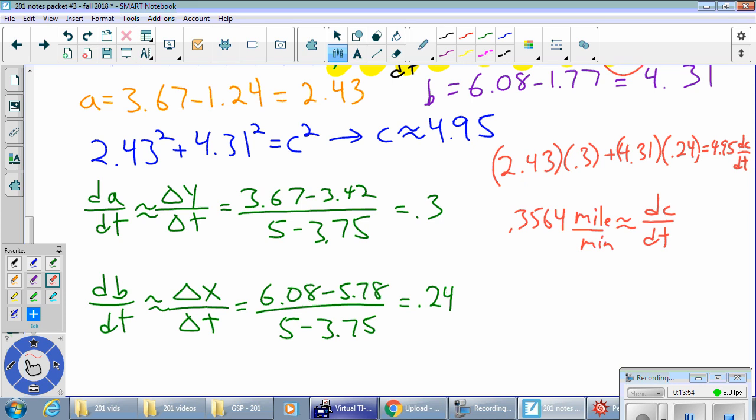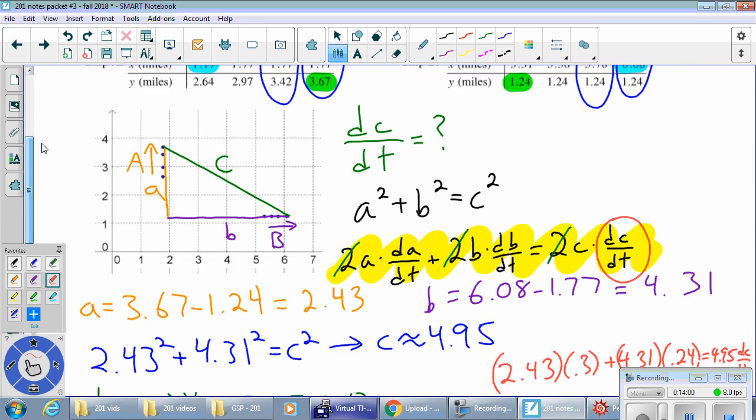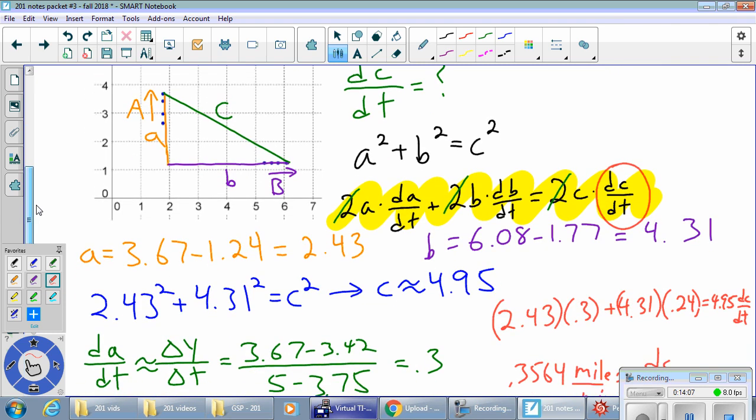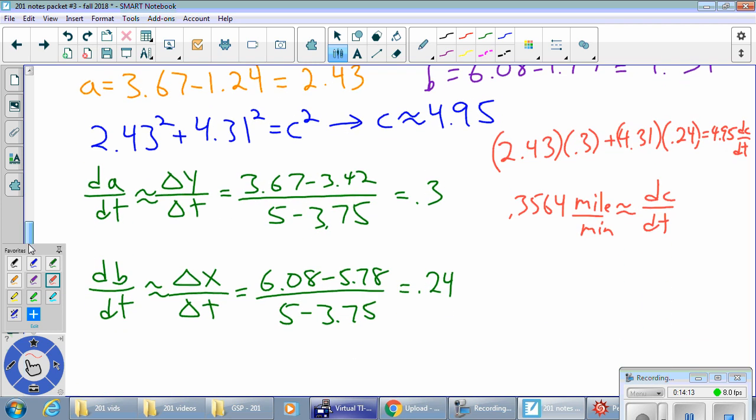It would be interesting, since we've done a bunch of the calculations here, it wouldn't be too hard to answer the same question at t equals 1.25 or 2.5 or 3.75. Be interesting to see, are the distances changing at basically a constant rate, or are they changing slowly and then faster, faster, faster, or fast in the beginning and then slow at the end? So you can play around with that later if you'd like.